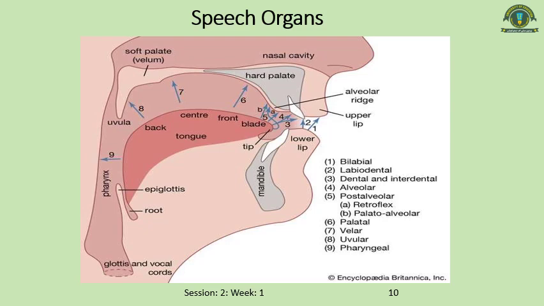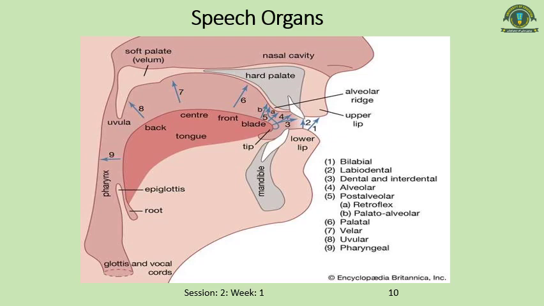Now, first of all, try to understand the 9 names which are written there. Bilabial, labiodental, dental. When I say dental, of course you have to club that with interdental as well. Alveolar, post-alveolar. Then 2 subclasses, retroflex and palato-alveolar. Then palatal, velar, uvular, and pharyngeal.